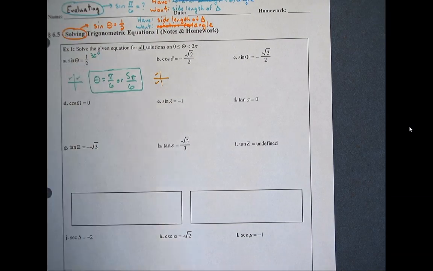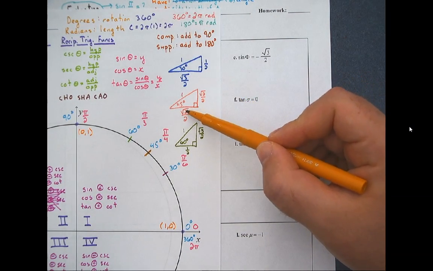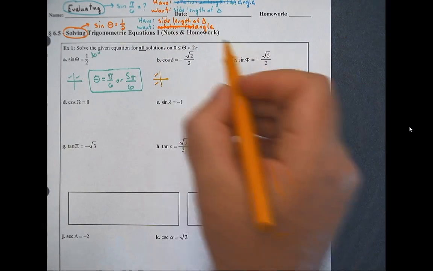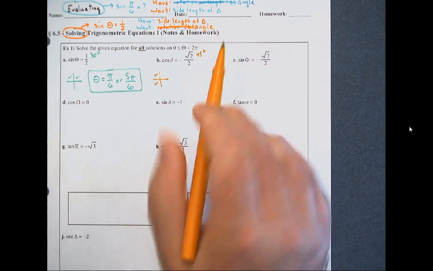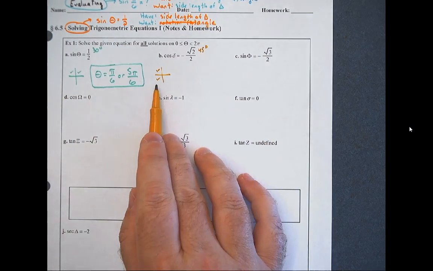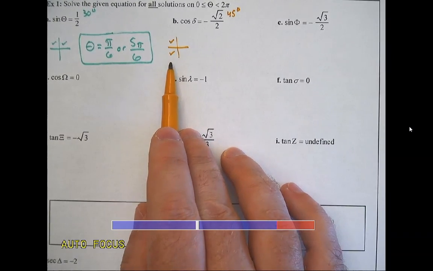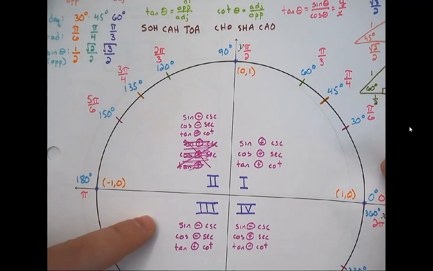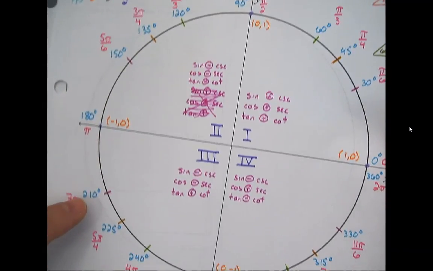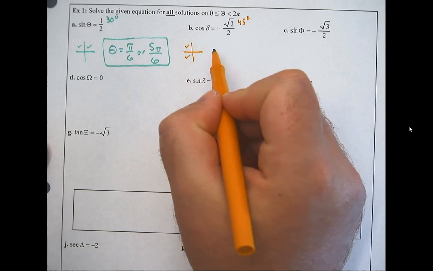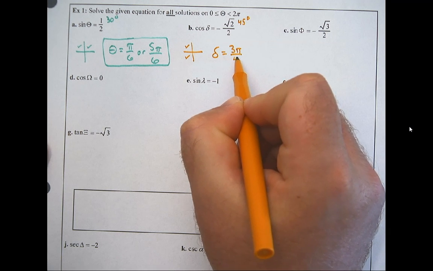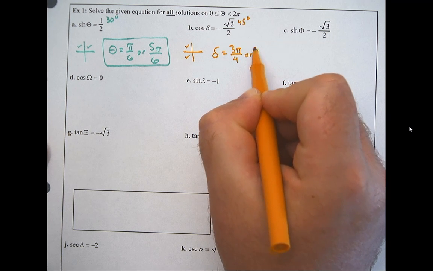Now I go to my special right triangles. Which one of these special right triangles has a cosine or an x side that's square root 2 over 2? Boom. That's the one that we want. So that was a 45. So now I want to find the 45-degree angles that are in those two quadrants. So go to your unit circle. Go to quadrants 2 and 3. The 45s are 3 pi over 4 and 5 pi over 4. So delta is equal to 3 pi over 4 or 5 pi over 4.